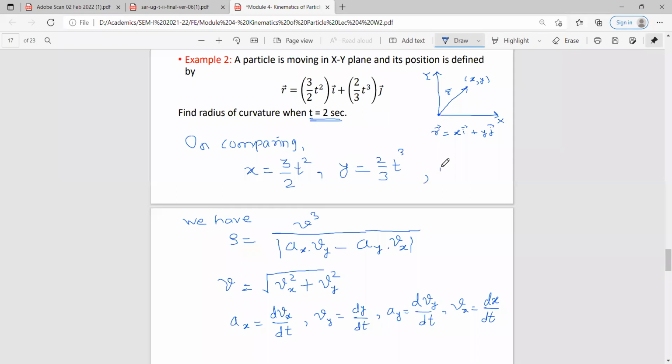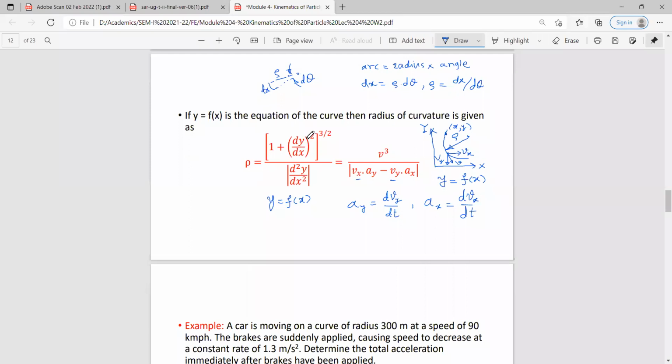Suppose you were given y equal to some function of x, like ax plus b, otherwise x square plus 1. So if y is expressed as some function of x, then it is easier to calculate these quantities dy by dx. You can calculate dy by dx.